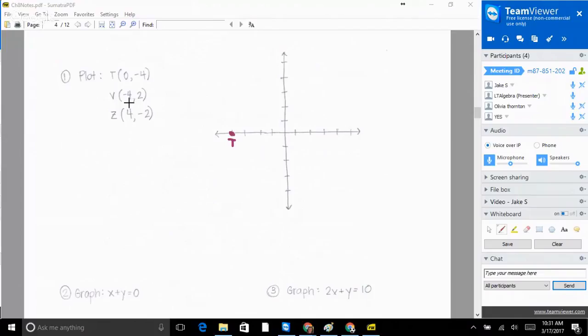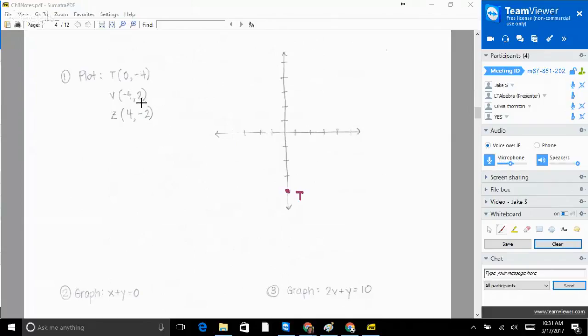V is at, nope, I totally just did that wrong. You guys like, Mrs. Ross, what are you doing? T is 0, -4. 0 x, -4 y. I apologize. This is where T would be. So even I can get confused by the zeros sometimes, as you can see.